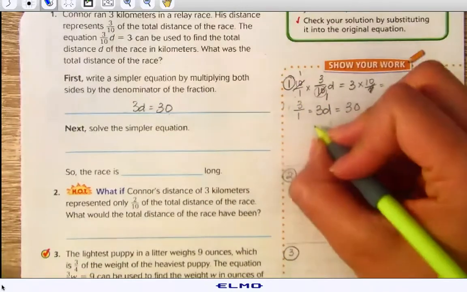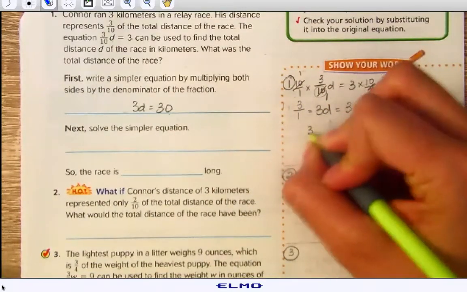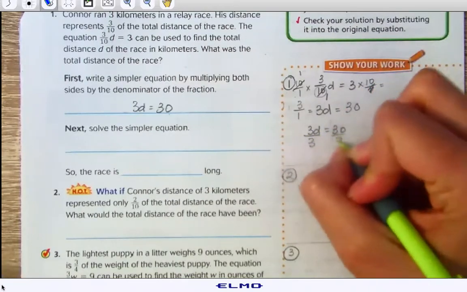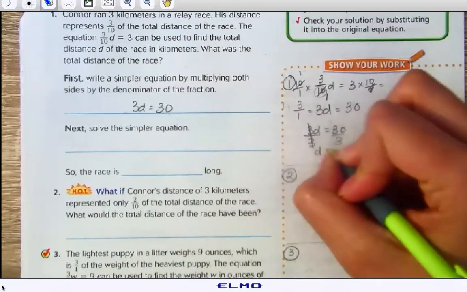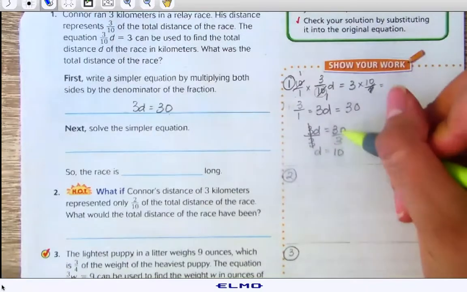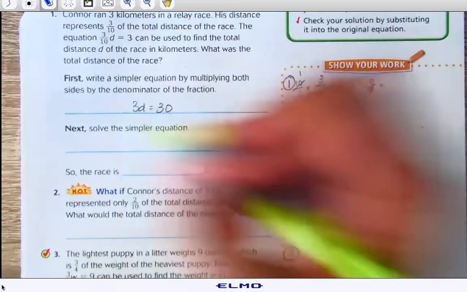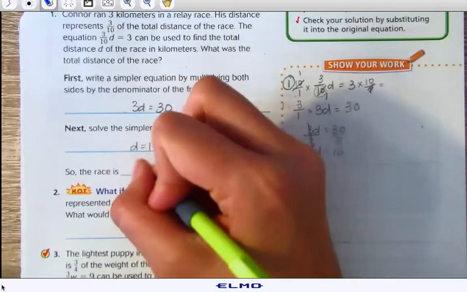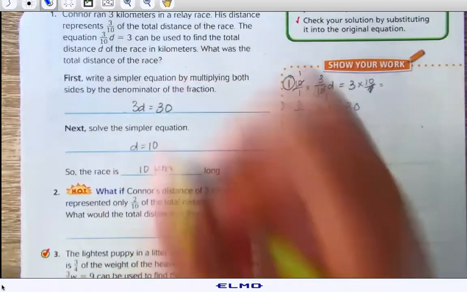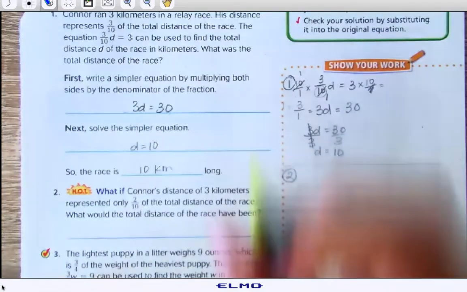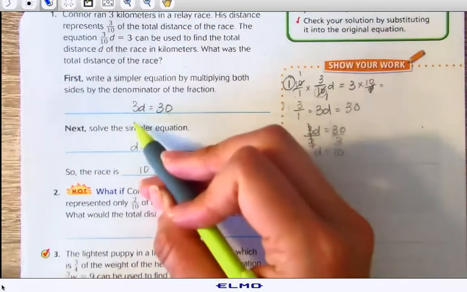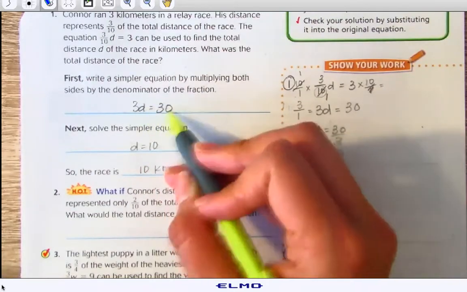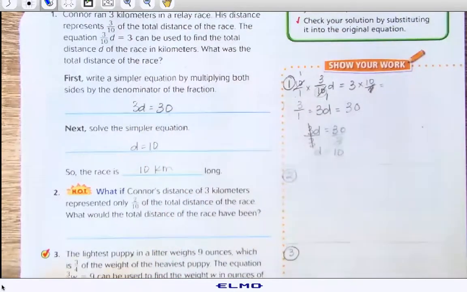And next we need to solve the equation. So we have 3d equals 30, and I need to divide both sides by 3. d should equal 10. 30 divided by 3 is 10. So d equals 10 is our solution. The race is 10 kilometers long. You'll know you have the right answer if you're able to plug it back into the problem and make the problem true. So 3 times 10 equals 30, that is correct.